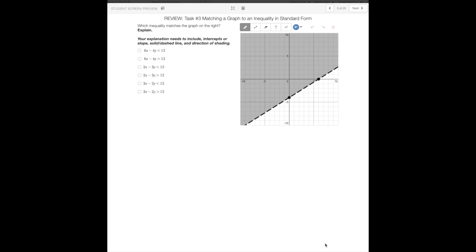Task number 3, matching a graph to an inequality in standard form. Which inequality matches the graph on the right? Explain. Your explanation needs to include intercepts or slope, solid or dashed line, and direction of shading above or below.